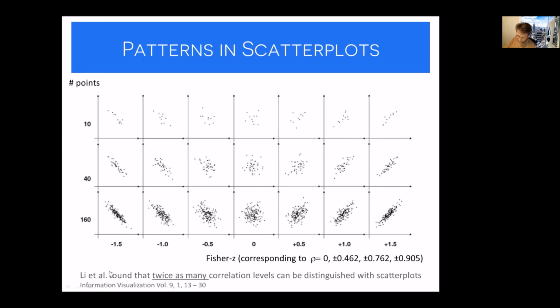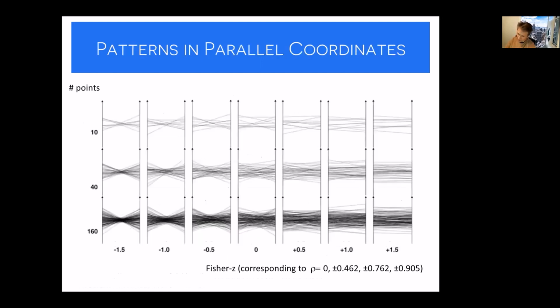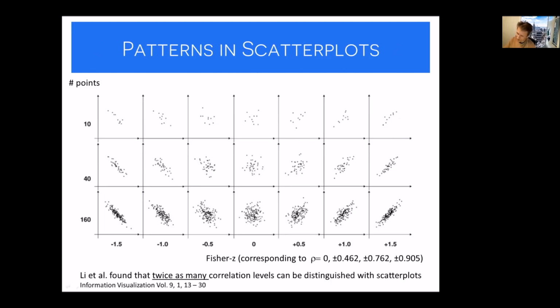People have done user studies where people were shown scatter plots and parallel coordinate plots and were asked to estimate what the correlation might be. It turns out that the separation between different correlation levels that could be detected was twice as good with the scatter plots than with the parallel coordinate plots. So if you want someone to estimate correlation, it's still better to use scatter plots over parallel coordinate plots.